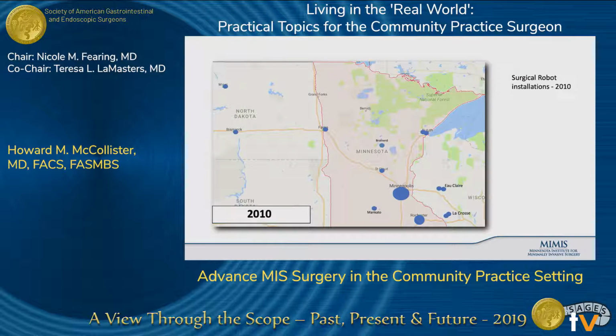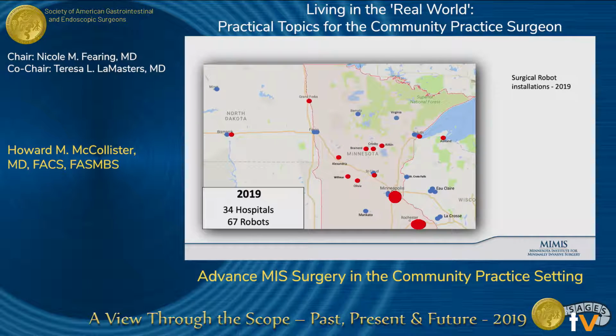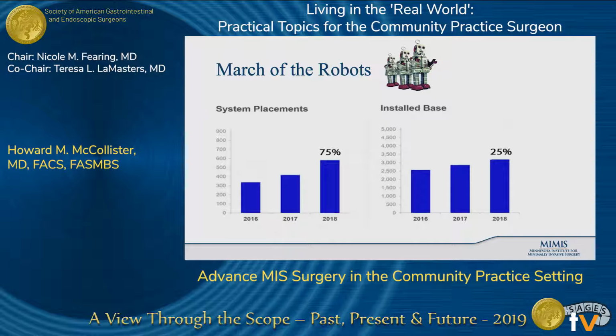The robot is interesting. If you look at this map, this is robot installations in the upper Midwest region in 2010. It was approximately 29 robots at 21 different hospitals. And you can see that it's mainly clustered around Minneapolis and Rochester, which is not unsurprising. If you look at today, or 2019, we see that we're talking about 67 robots in 34 hospitals. And you'll see that a lot of that is occurring out in the smaller communities in Minnesota. Most of the communities in Minnesota are small, with just a few exceptions.